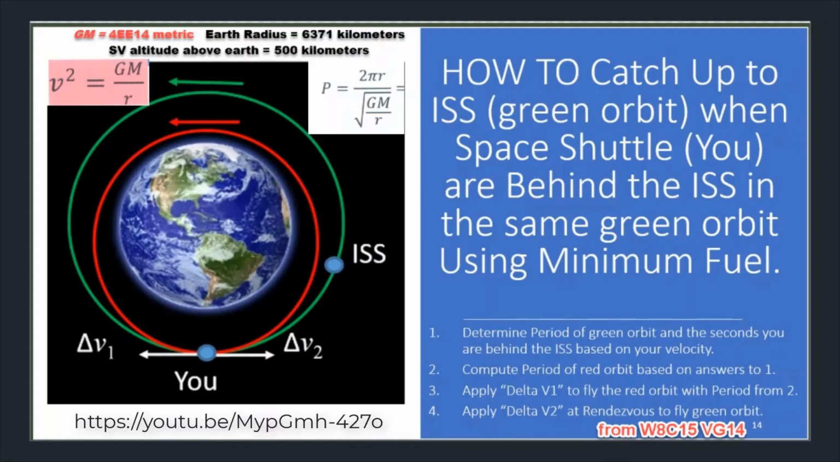Here is an example problem you can play with from week 8, class 15. I think it's slide 14. What we have is a space vehicle. You're in a space vehicle here in the green orbit, and the space station is also in the orbit. You are 500 kilometers behind it, trying to catch up to it.